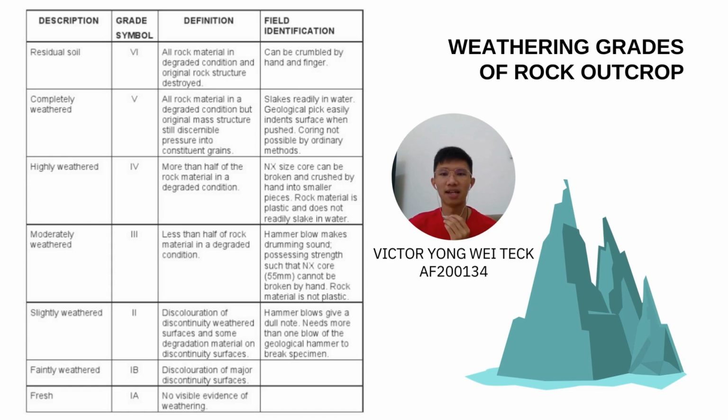The picture beside shows the weathering grade of the rock outcrop for sedimentary rock. The weathering classification system was created by Annan in 1977 for sedimentary rock. This system classifies rock into 7 categories, which are residual soil, completely weathered rock, highly weathered rock, moderately weathered rock, slightly weathered rock, faintly weathered rock, and the last one is fresh rock.